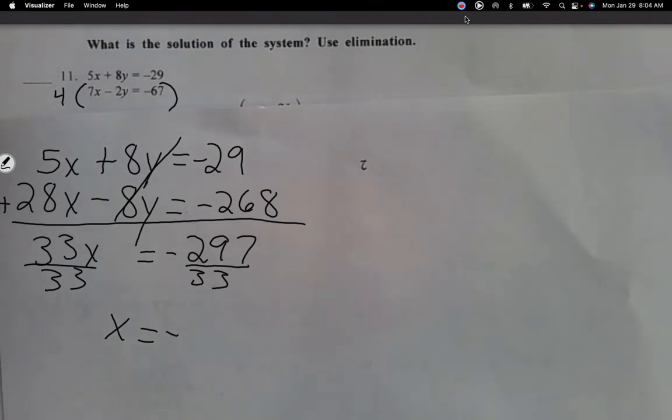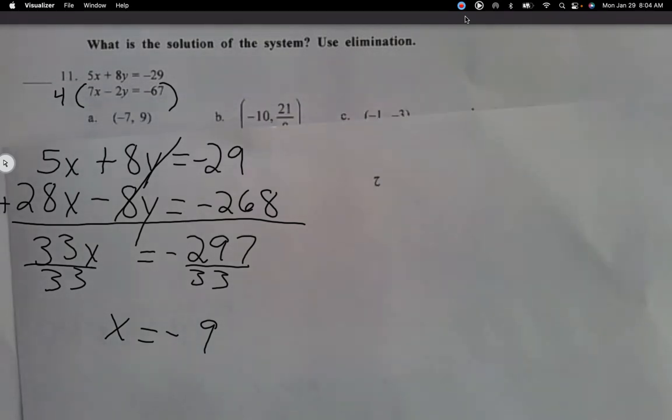Negative 9 what? Oh, negative 9. I thought you said negative 9. Can you plug in? On any of the multiple choice questions, you can plug and play on any of them. So y'all, we would get the answer D.